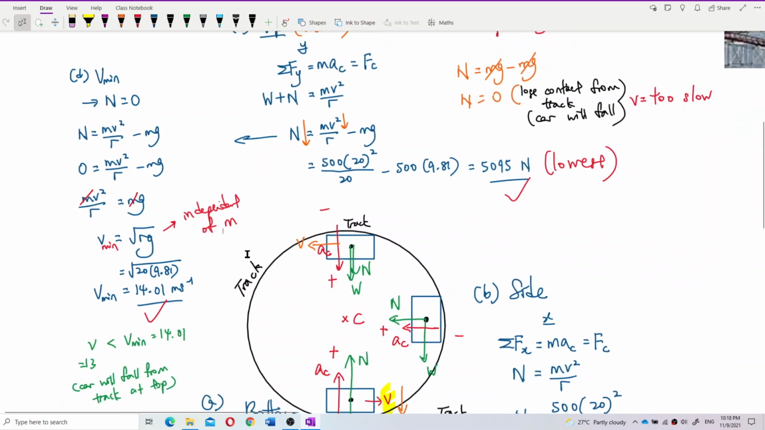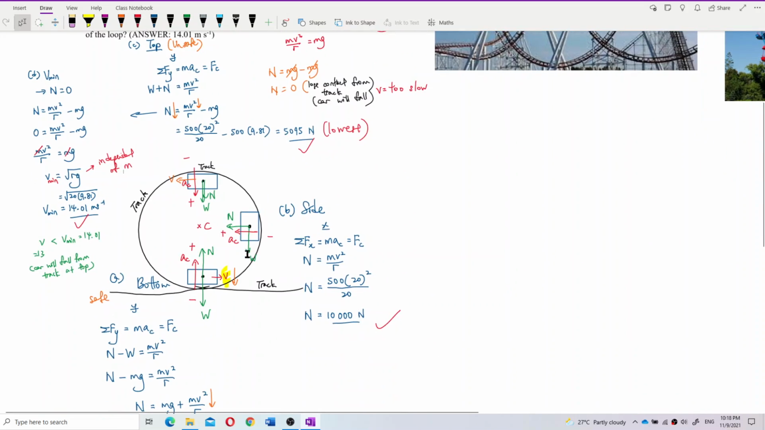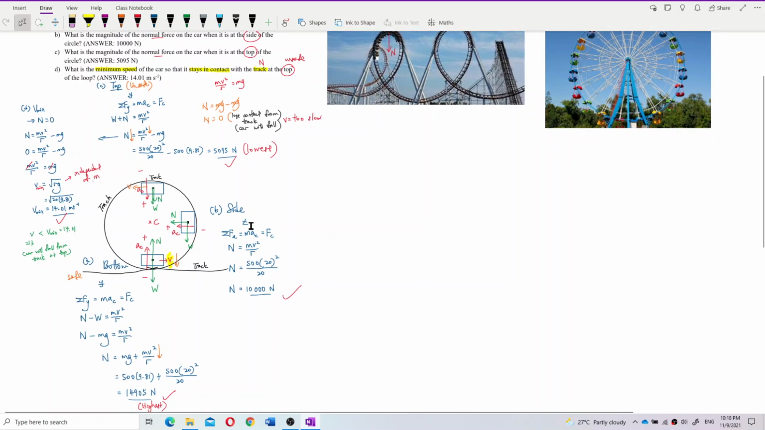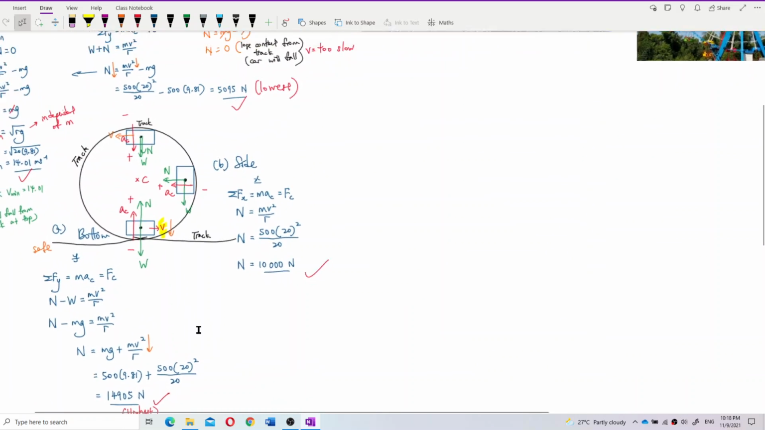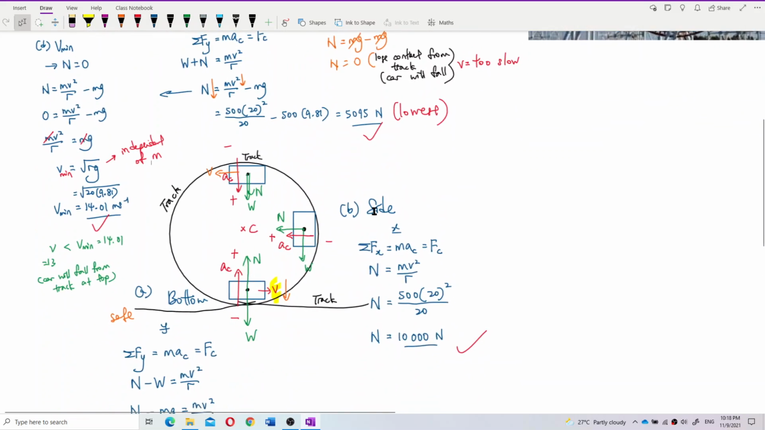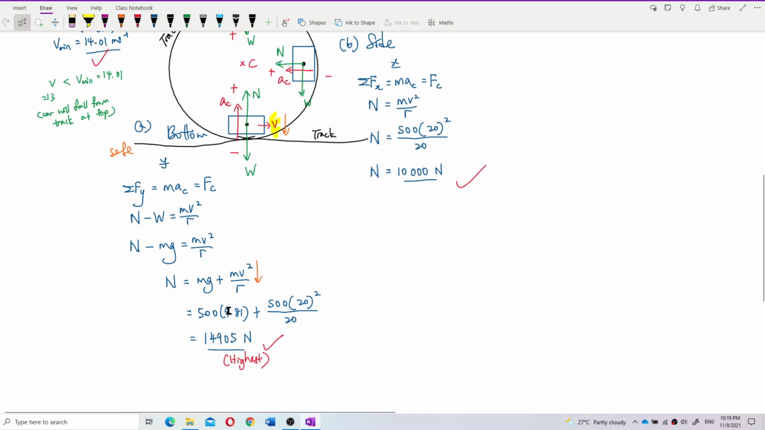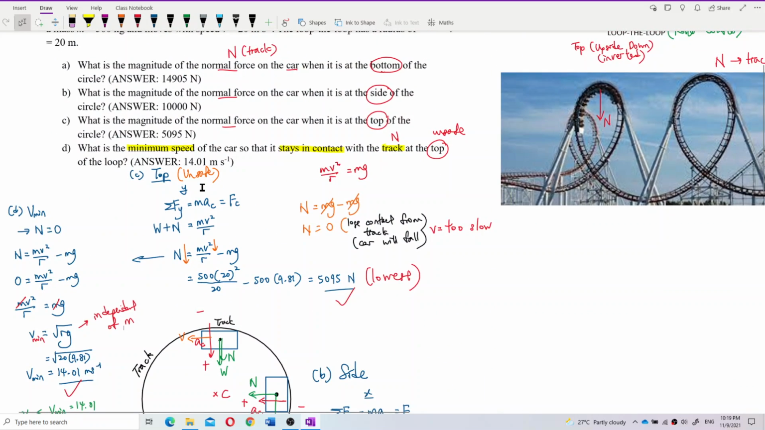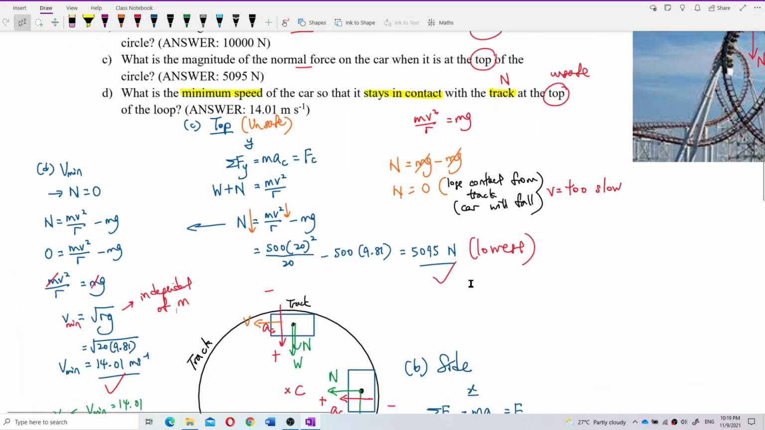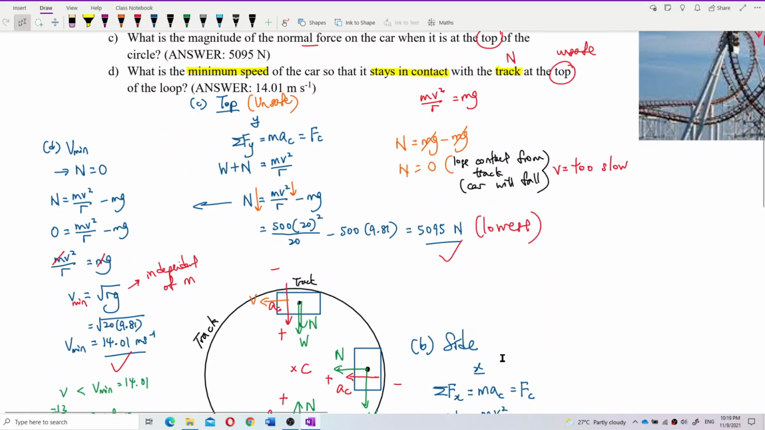Okay, so that's all for this video. Thank you for watching. We covered the top, bottom, side, and the minimum speed. The top has the lowest normal force, the side medium, the bottom has the highest normal force. Because the top has the lowest normal force, it is the most unsafe. Okay, so that's all. Thank you.